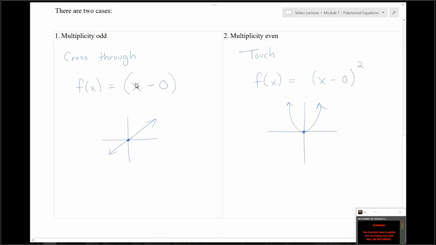Now, obviously, this is the most basic example. If I have something like this function, that means it's still going to cross through at 3. It'll still cross through at 1.